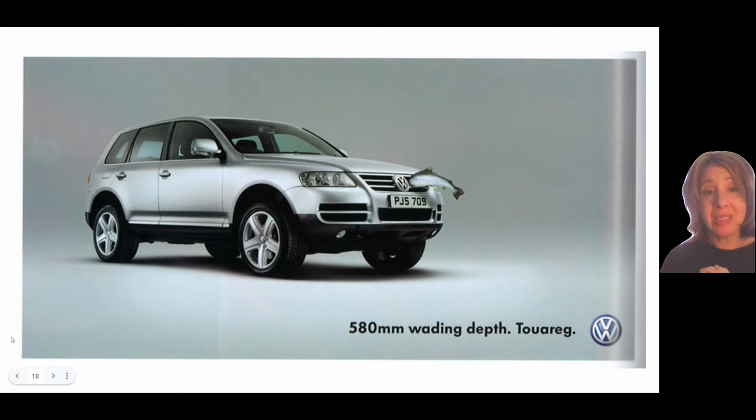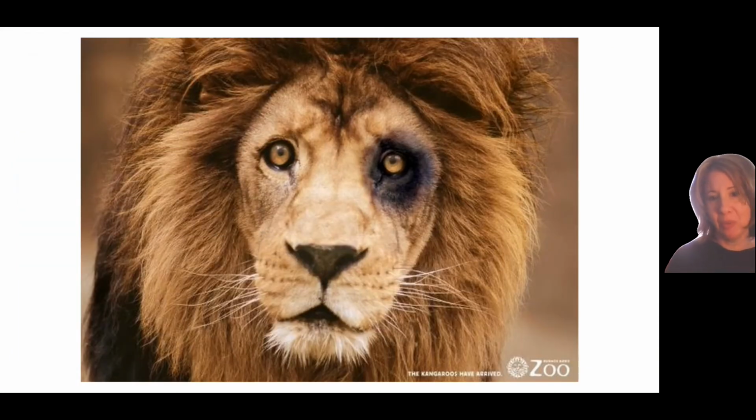Another one for a car, big on those, another Volkswagen. It's telling you how deep into the water this can go by showing you how deep into the water this has gone. And this is one of my favorites. So this is for the zoo. The kangaroos have arrived. Again, it's something that's unexpected, so you're going to remember it. And it's taken out the big copy. It's just giving you an inline, telling you where to go and showing you in a really engaging way that the kangaroos have arrived.